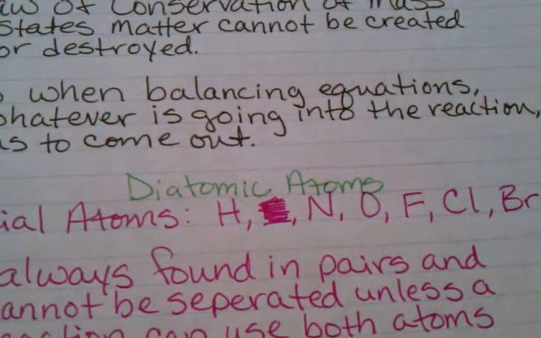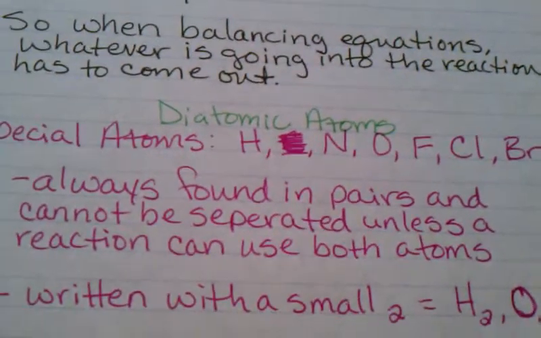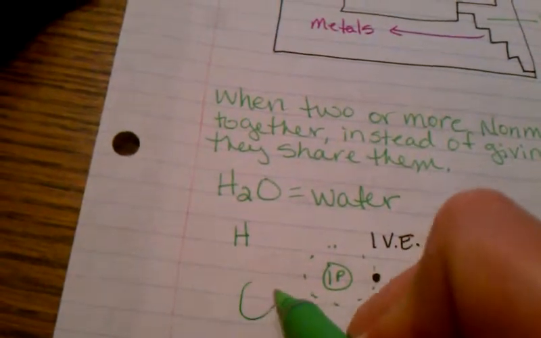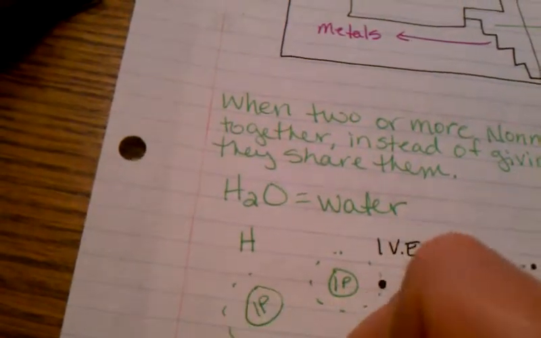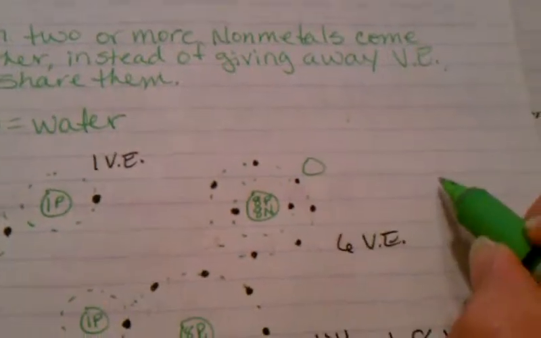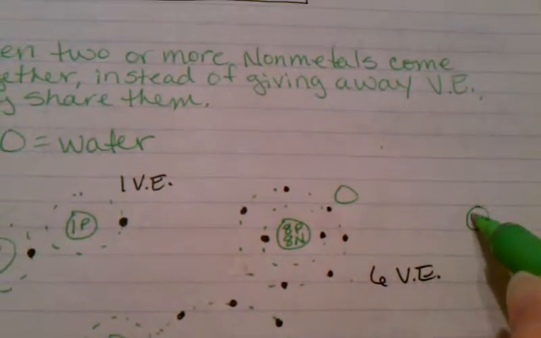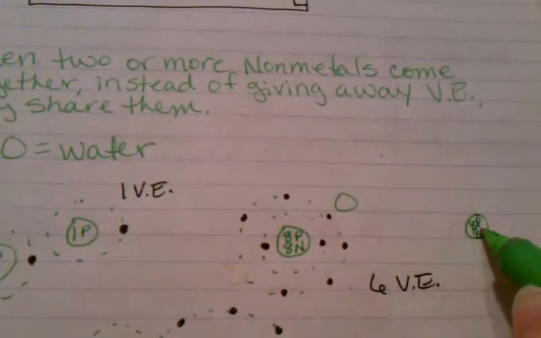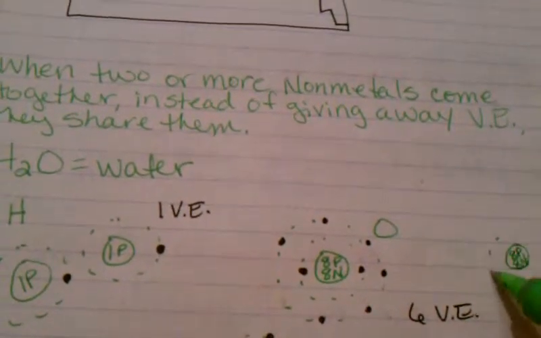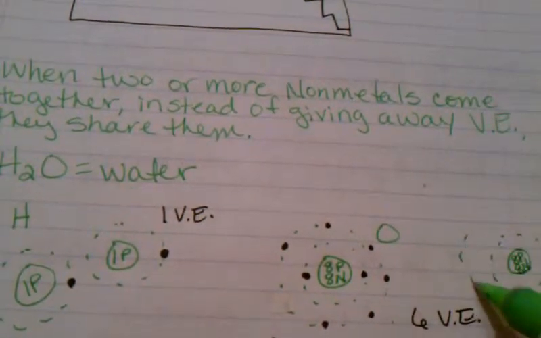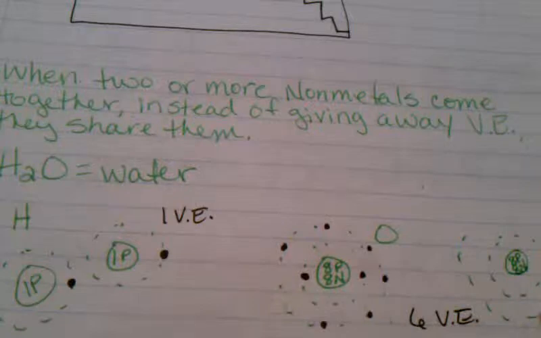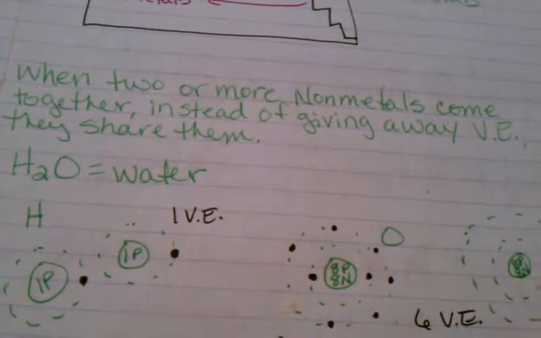Okay? They are called diatomic elements. So they can never be separated. So when I do this and I try to create water, I'm always going to have a second one. Okay? They're Siamese twins. They're always connected. And so over here, I'm always going to have a second oxygen. Okay? They're always going to be together. They're never going to go anywhere without each other.